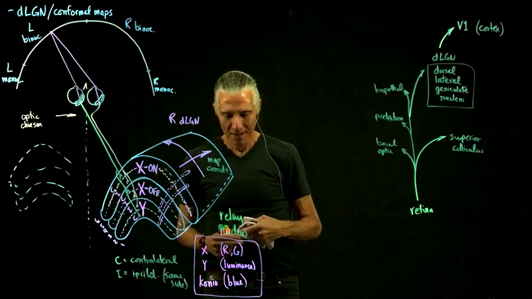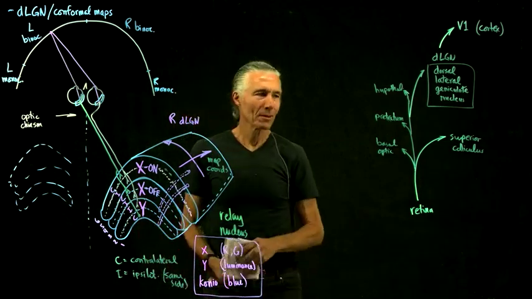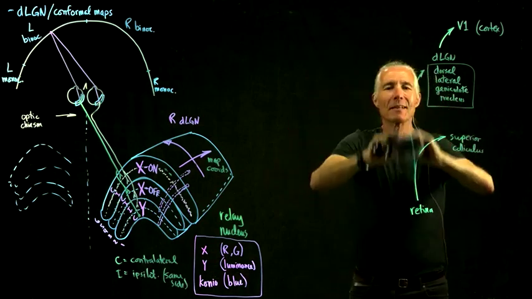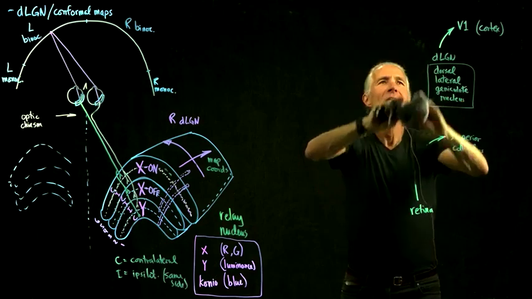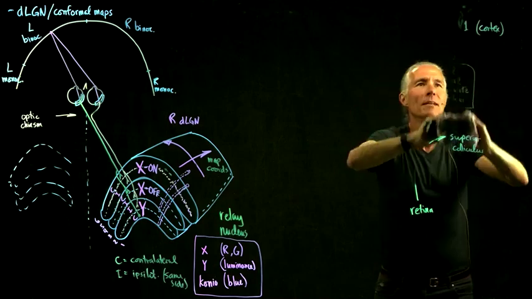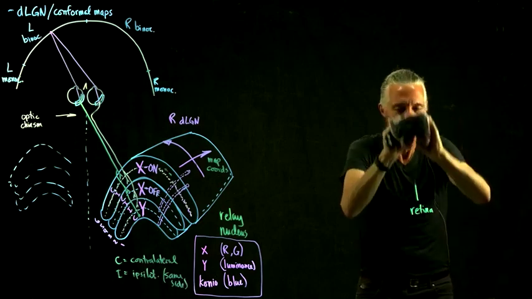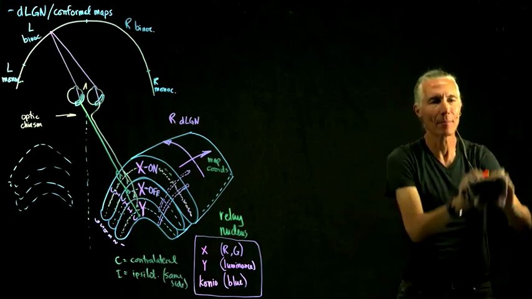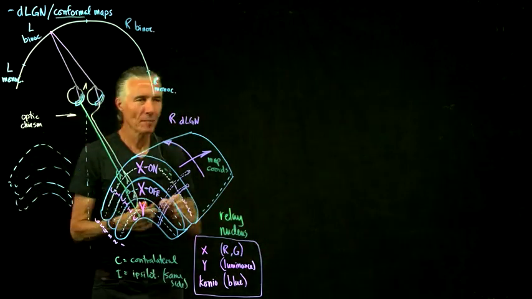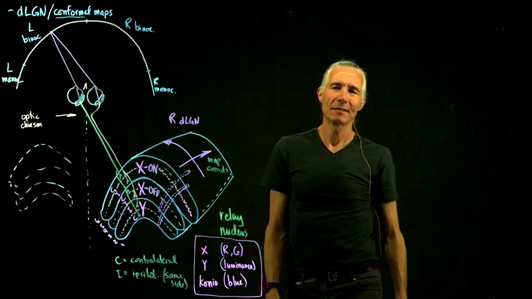So we want to get some idea of what that map looks like. To talk about this, it turns out the map in the geniculate and in V1 is something that a mathematician would call an approximately conformal map. So this is a conformal map. Let's just talk about what that means.